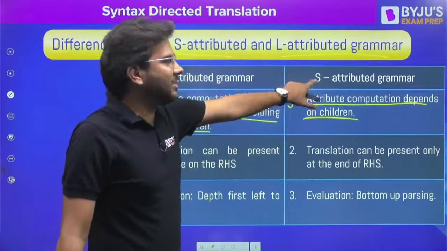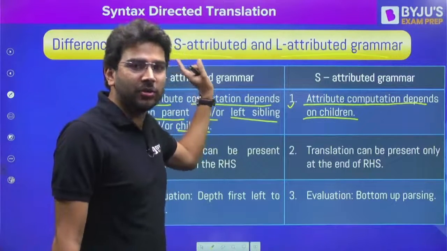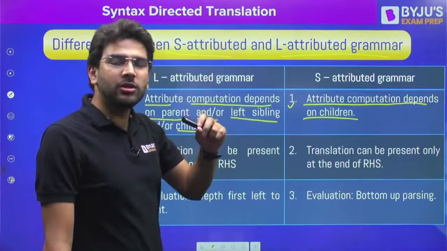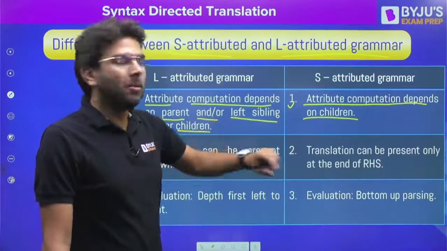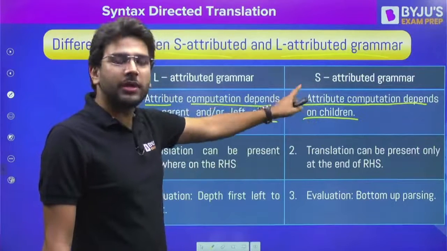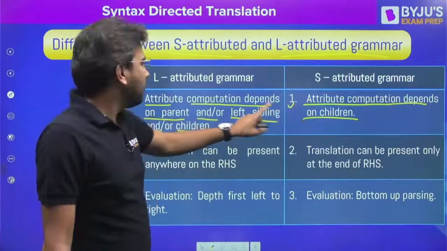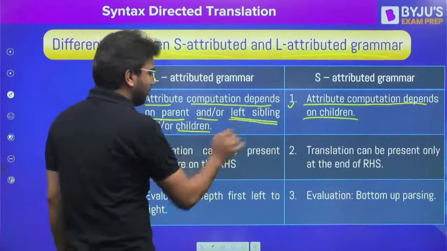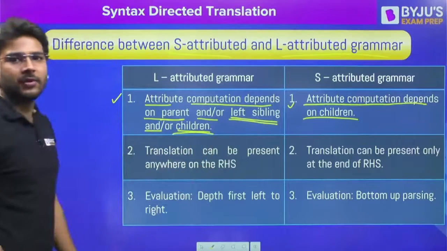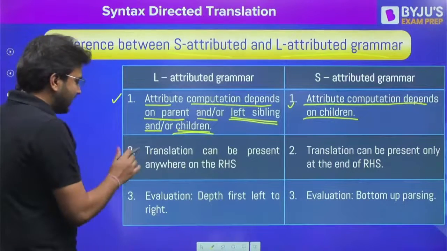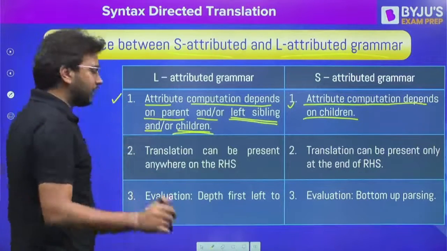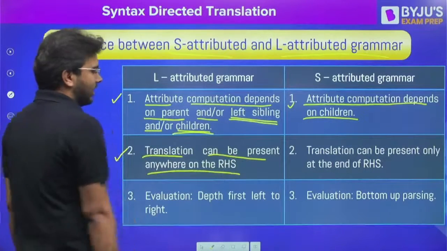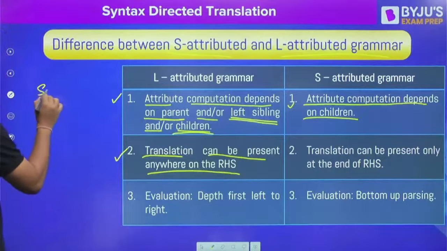Clear? Now if we talk about S attributed grammar, attribute computation depends only on children, no parent involved. So you can consider this as almost same as synthesized attribute. Clear? Because in case of synthesized attribute also, the attribute computation depends only on the children. But L attributed is different, because here you can have parent, left sibling and children as well. Clear? Now the second point, I will be taking examples also, don't worry about it. Second, translation can be present anywhere on the RHS. For example, let's say this one.